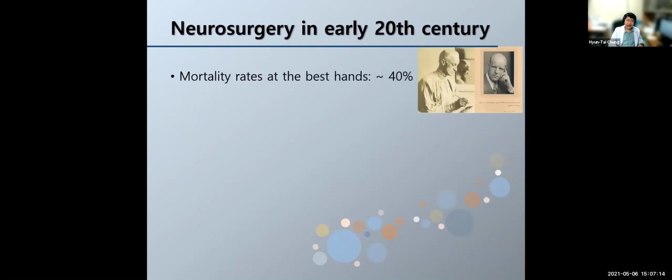In order to understand the beginning of stereotactic radiosurgery, we need to look at the situation of neurosurgery in the early 20th century. At that time, the mortality rate after neurosurgery was nearly 40%. This 40% was with the best hands like Harvey Cushing and Walter Dandy. The other neurosurgeons' outcomes were even worse. But even with this high mortality, they kept opening the skull because the patient would die without the neurosurgery. So their act was saving about half of the patients rather than killing half.